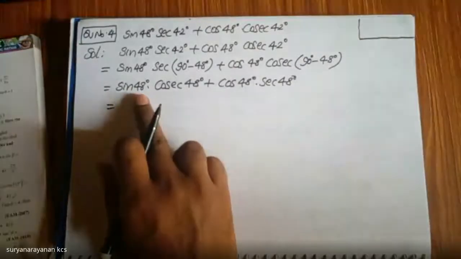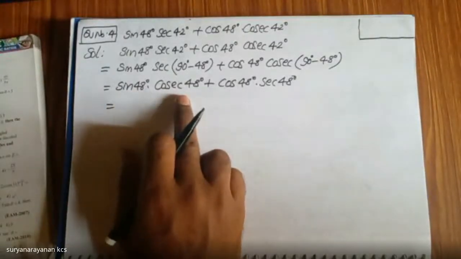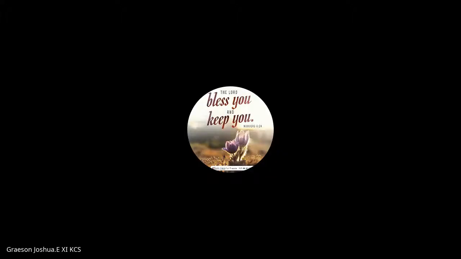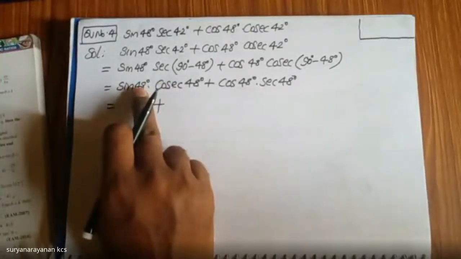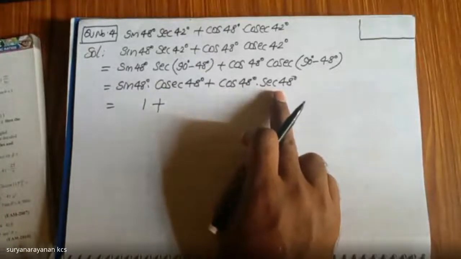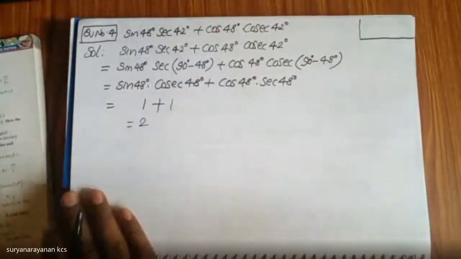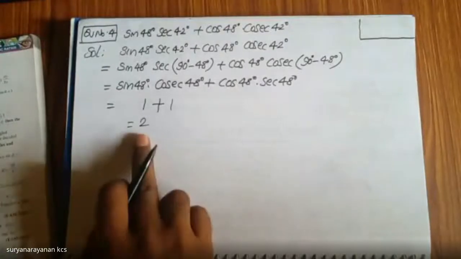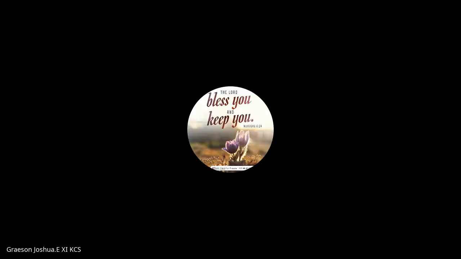What is the value of sine 48 into cosecant 48? Cosecant 48 is nothing but 1 by sine. Yes or no? Yes, sir. So we get 1 by sine 48 times sine 48, which cancels, giving 1. Similarly here, secant 48 means 1 by cos 48, so we get 1 here also. So the value of the expression is 2. Understood this question, my children? Yes, sir.